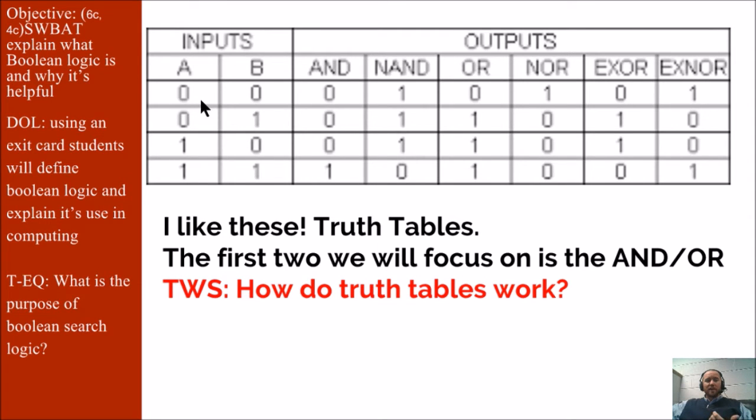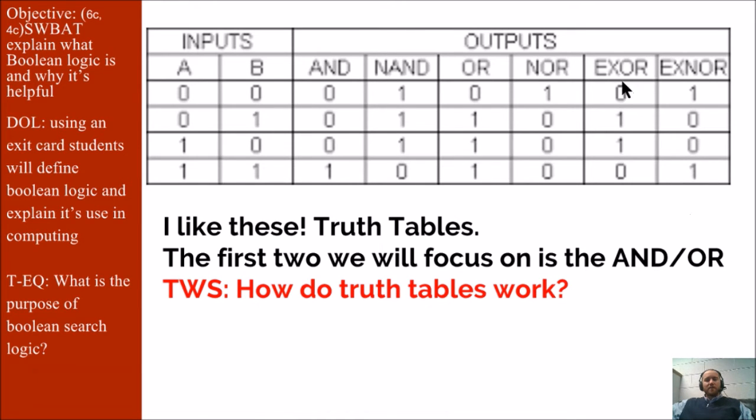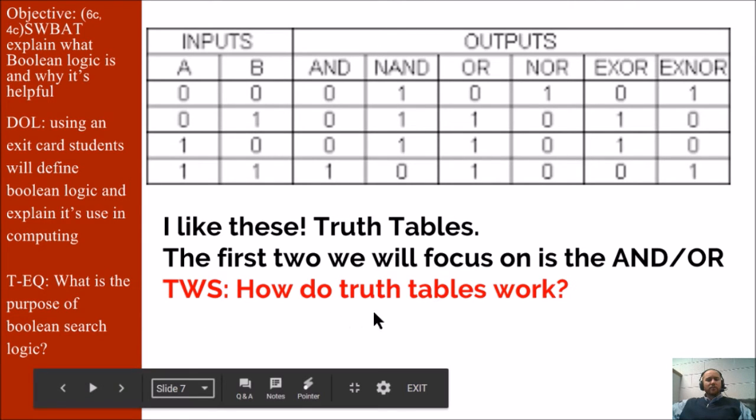And you can look at the or. So if the input A is 0 or B is 0, output 0. If A is off or B is on, then the on is the output. So I like these truth tables. The first two we will focus on are the and and or. There's a lot more for us to learn, but that'll for the most part be extra. So how do truth tables work? In your own words, basically describe what I was telling you right here.